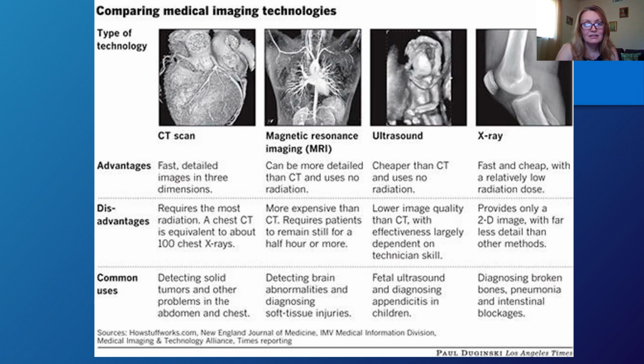ultrasound diagram. A disadvantage of X-ray is that it only provides a 2D image with far less detail than other methods. So, common uses: CT scan, detecting solid tumors and other problems in the abdomen and chest. MRI is commonly used to detect brain abnormalities and soft tissue injuries. Ultrasound is used a lot in fetal imaging and diagnosing appendicitis in children, and X-ray is used to diagnose broken bones, pneumonia, or blockages like a cyst that can grow within tissues.